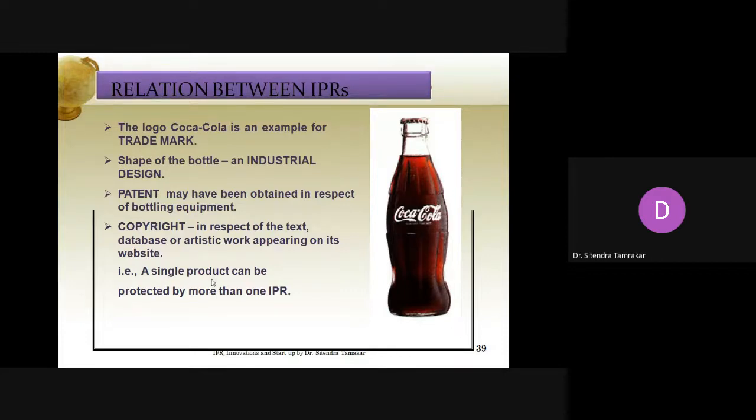The shape of this bottle is registered as an industrial design. A patent may have been obtained for the bottling equipment and also for the formula. You can feel that Coca-Cola tastes different from Pepsi, Thums Up, and other soft drinks, and everyone's taste is unique because they have patented their formulas. Copyright: the text and database, like its justification and the history of Coca-Cola available on their website, may come under copyright.